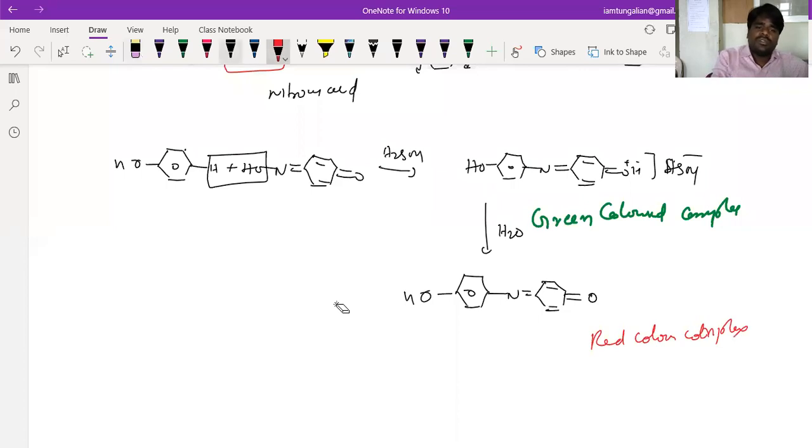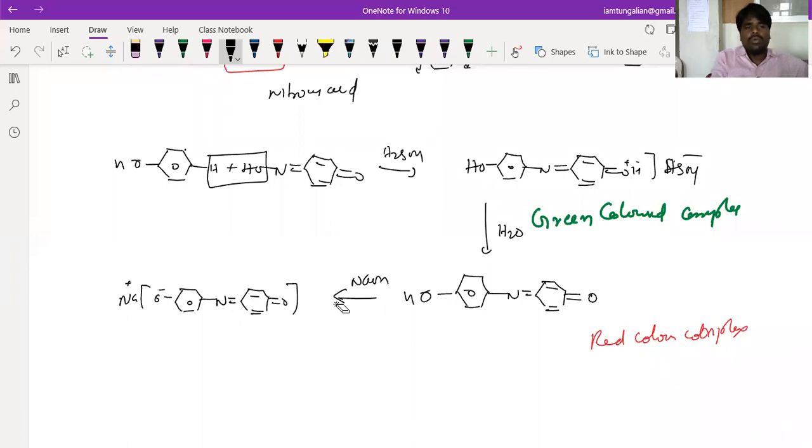Which in presence of alkali, beta, NaOH, if you place it, how does it become? It becomes Na plus O minus. So this is your blue color complex.